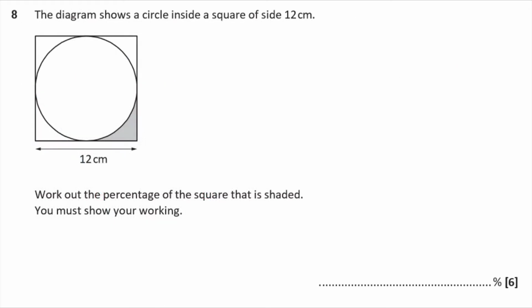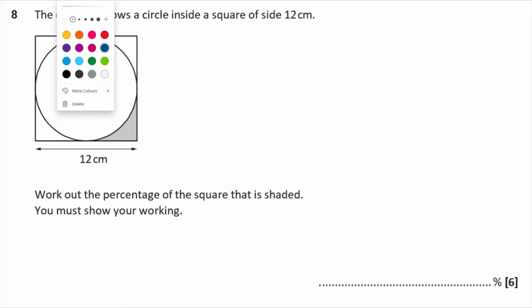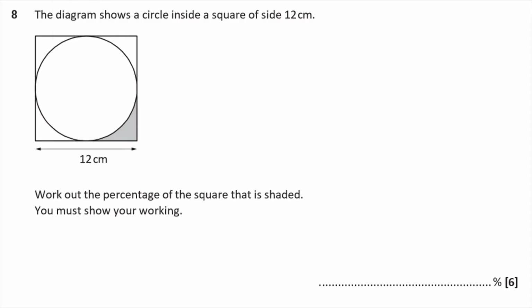Okay. Question 8. The diagram shows a circle inside of a square of side 12 centimeters. Work out the percentage of the square that is shaded. You must show your working. Okay. Right, so first off, if we want to write this as a percentage of the total area, we need to find out what the total area of the square is. So total area of square to start with, that's the easy bit.